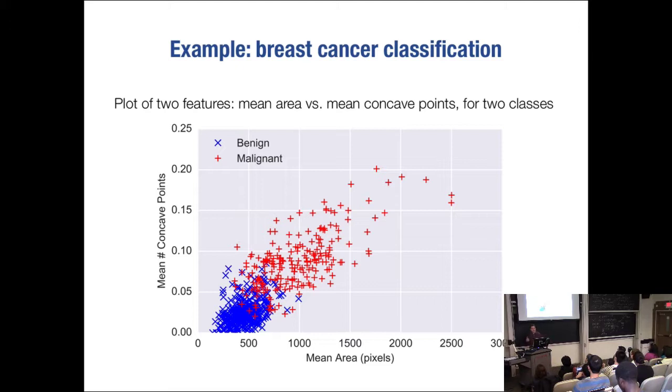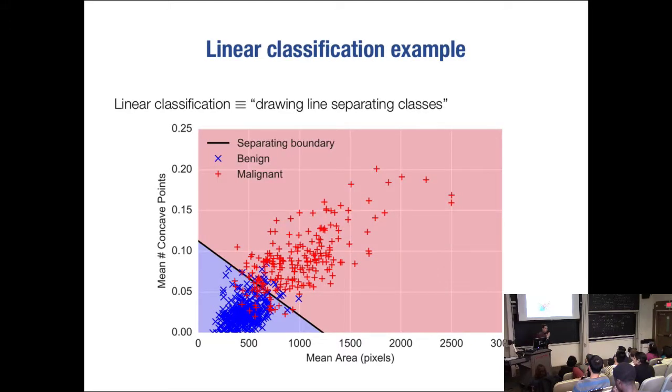And just like linear regression, the picture you should have in your mind is one of drawing a line through the data. For linear classification, the picture you should have in your mind is one of drawing a line that separates the two classes. Right? So it's not like we're drawing a line through this class. That wouldn't be very meaningful there. That would be kind of like predicting the number of concave points from the mean area, which actually could be interesting, but it's not what we're doing here.